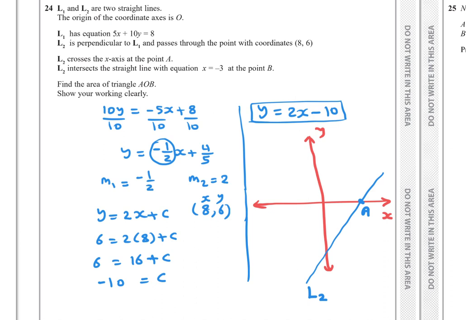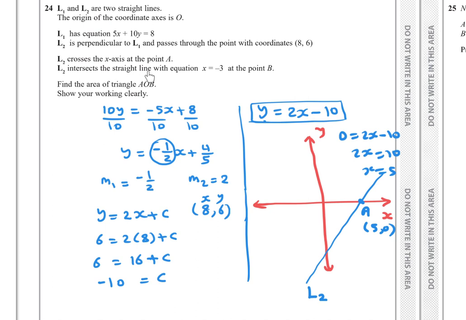We can find the coordinates of the point A. Put y equals 0 to find the x coordinate for A. If y equals 0, so 0 equals 2x minus 10. So 2x equals 10, so x equals 5. So the coordinates of the point A, 5 and 0.